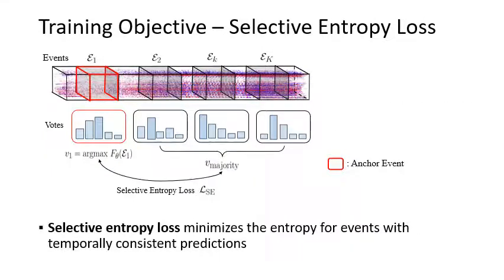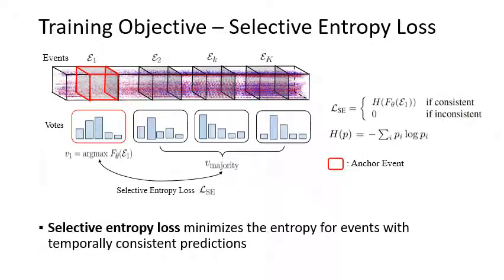Second, selective entropy loss enhances the quality of the anchor prediction. The loss minimizes the prediction entropy of the anchor event if its prediction is consistent with predictions made on the neighboring events. Here, the consistency is determined by comparing the class prediction of the anchor event against the majority vote made from the neighboring events, which are shown as dark blue bars in the figure on the left.